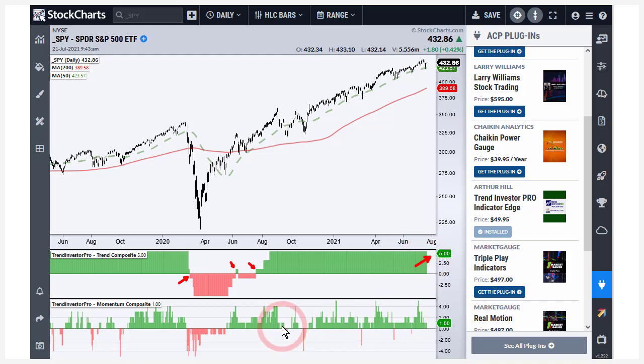And then you can see the Momentum Composite. We got one decent oversold reading here, a -4. That's when 4 of the 5 indicators in that Momentum Composite were oversold. We got 3 oversold here, and that would have been in March. And then we got 1 or 2 oversold in May. So the dips have been relatively light as far as SPY.